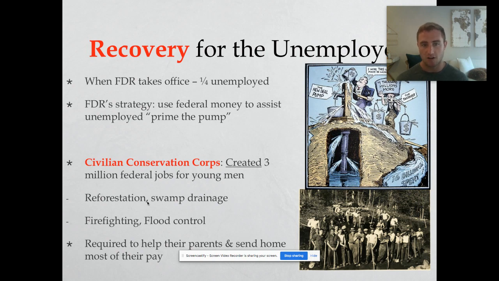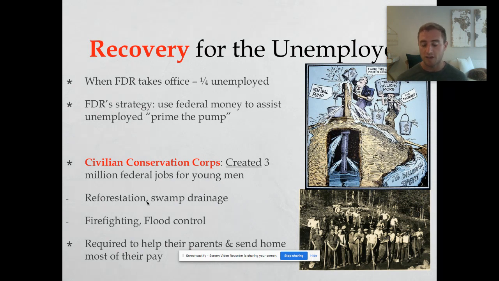The Civilian Conservation Corps, the CCC, is one of them. We've got 3 million federal jobs for young men ages 18 to 25. You're going to go in and reforest the areas that have too many trees chopped down. You're going to plant trees, drain swamps, work on irrigation, etc., especially out in the Great Plains region, where we now are seeing the Dust Bowl starting to emerge.